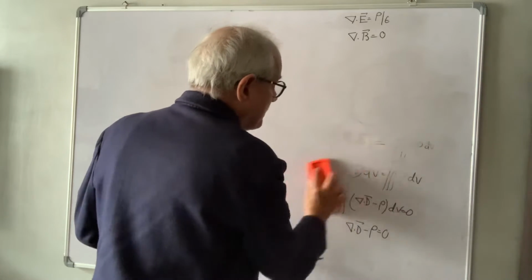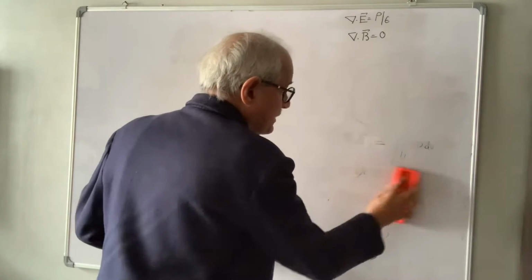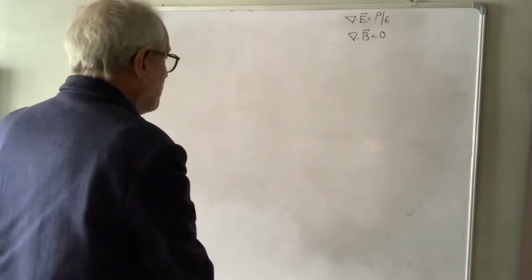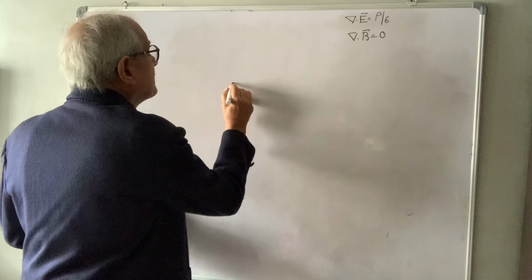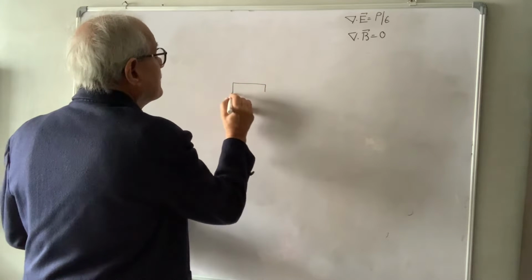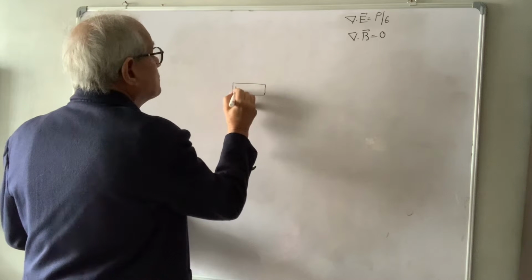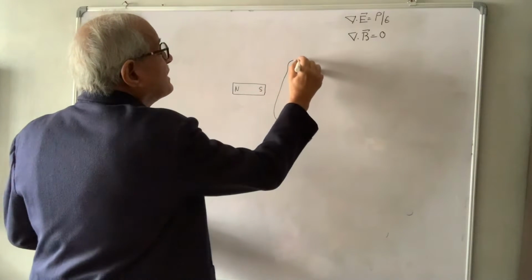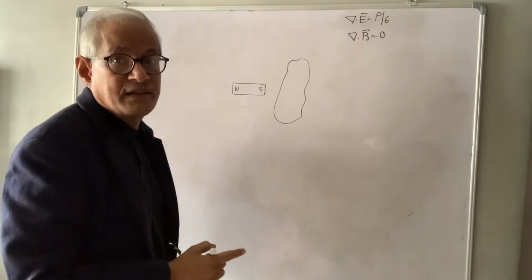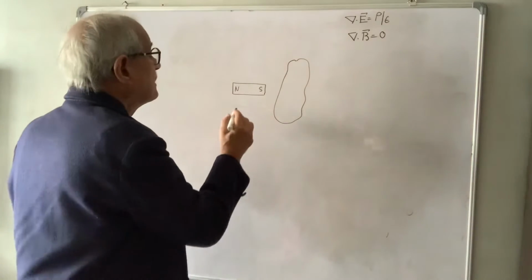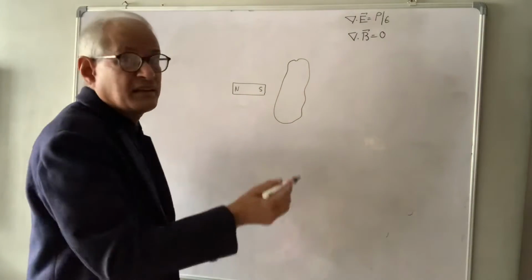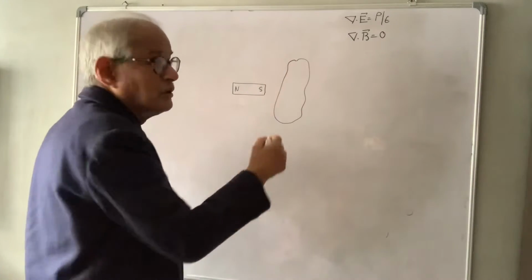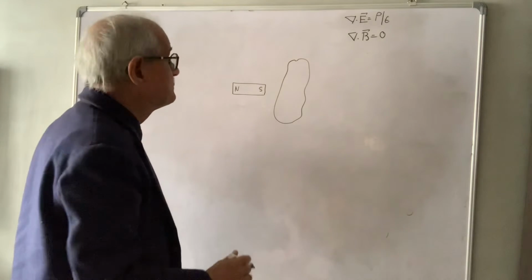Now we will take up Faraday's law of electromagnetic induction. For this, let us consider a magnet. This is the North Pole, this is the South Pole, and we have a metallic ring which can conduct electric current. Because of this magnet, there will be a magnetic field, and this magnetic field will be linked by this ring also.